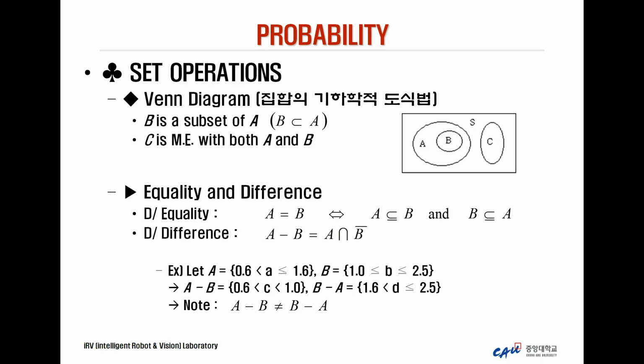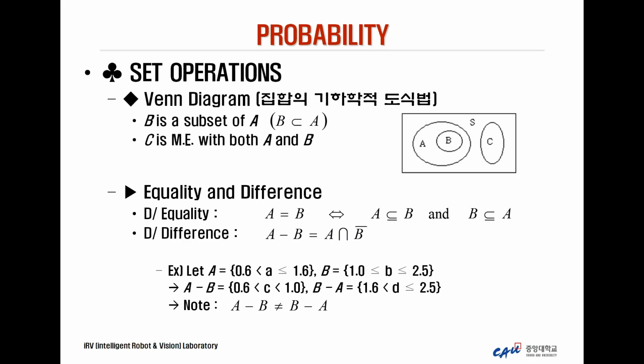And we have the equality and difference definitions. Set equality: we say A equals B. That means, necessarily and sufficiently, A is included in B and B is included in A together.